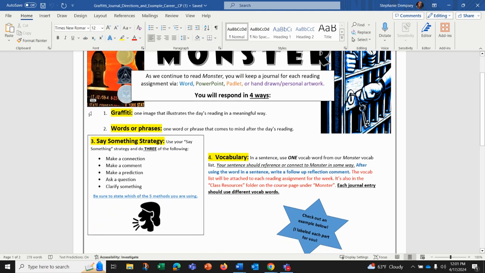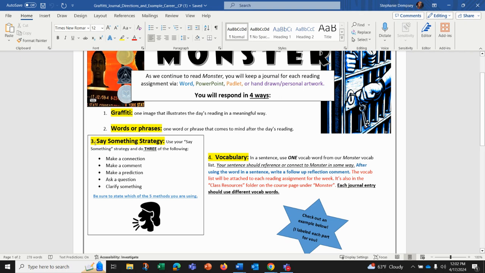The first thing is graffiti. Now, your graffiti is going to be one image or picture that illustrates the day's reading in a meaningful way. So, you can find a picture from the internet, you can Google something, or you can draw something. Number two is words or phrases. You're going to think of one word or phrase that comes to mind after the day's reading, and that'll go in your journal somewhere.